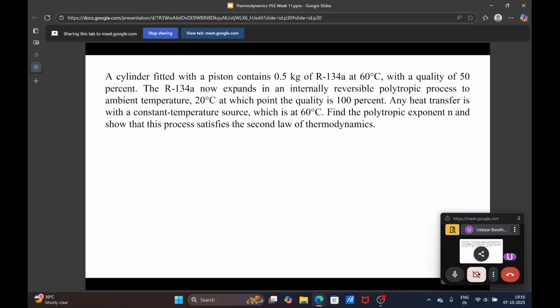So the final question is: a cylinder fitted with a piston contains 0.5 kilograms of R134A at 60 degrees Celsius with a quality of 50%. The R134A now expands in an internally reversible polytropic process to ambient temperature of 20 degrees Celsius, at which point the quality is 100%. Any heat transfer is with a constant temperature source, which is at 60 degrees Celsius. Find the polytropic exponent n and show that this process satisfies the second law of thermodynamics.